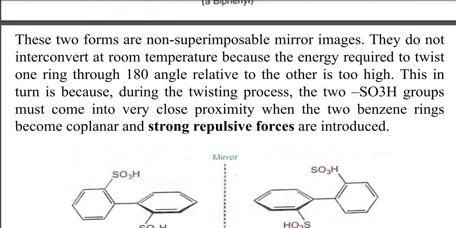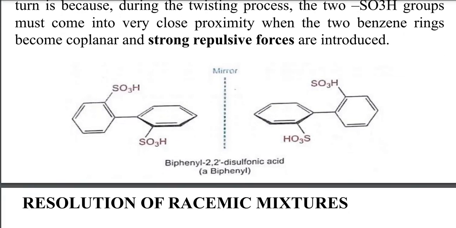These two forms are non-superimposable mirror images, and they do not interconvert at room temperature because the energy required to twist one ring through 180 degrees relative to the other is too high. This is because during the twisting process, the two SO3H groups must come into very close proximity when the two benzene rings become coplanar, and strong repulsive forces are introduced.